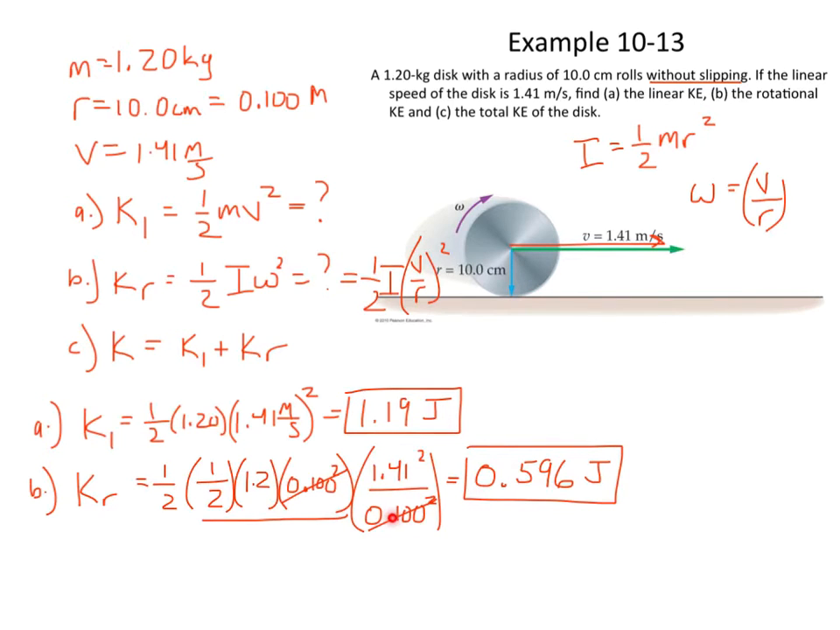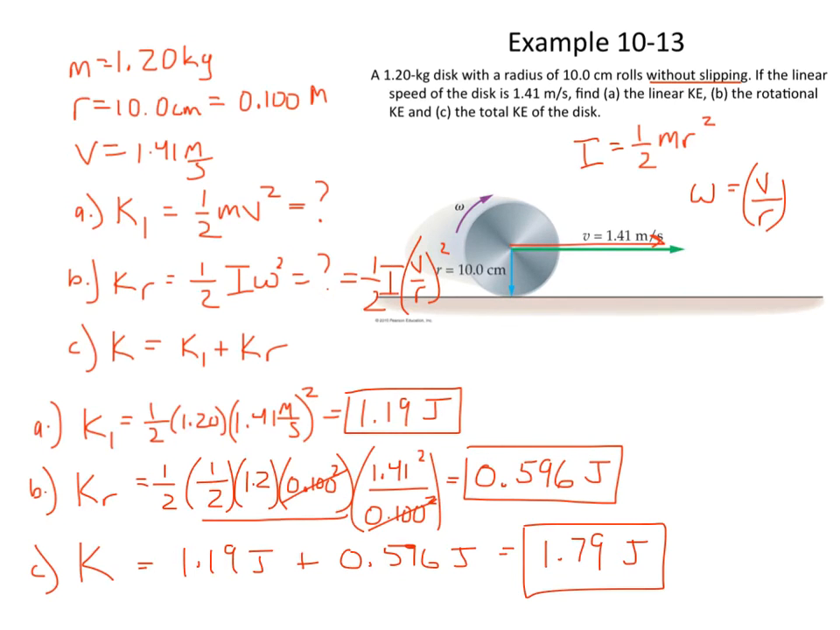The last part, which is actually the easiest, is simply the sum of those two. The total kinetic energy is kinetic linear plus kinetic rotational. So that's 1.19 joules plus 0.596 joules. I like to think I can do that in my head, but I'm just going to do it real quick. So that's 1.779 joules, which is the total kinetic energy.